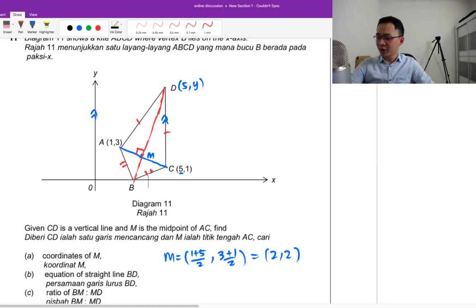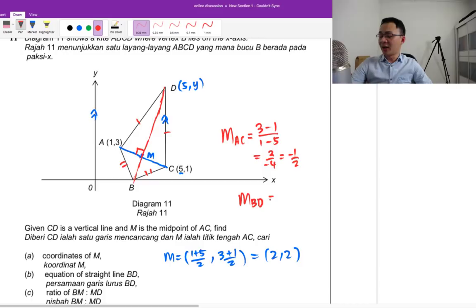So the first thing is, in order to find the equation of BD, I need to know the gradient of AC first. So I will do the gradient of AC here. I will use y minus y over x minus x. So you can see I get 2 over negative 4, which is negative half. Then I want to find my gradient for BD. Since the relationship is 90 degrees, it will be negative 1 over m2, right? So it's negative 1 over negative half, which is 2.